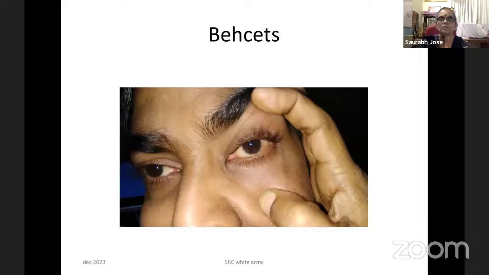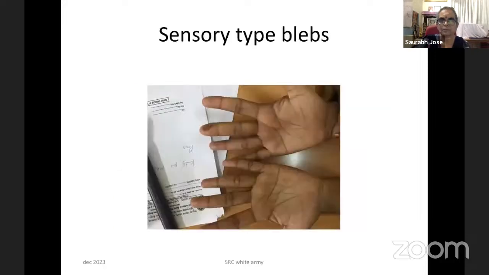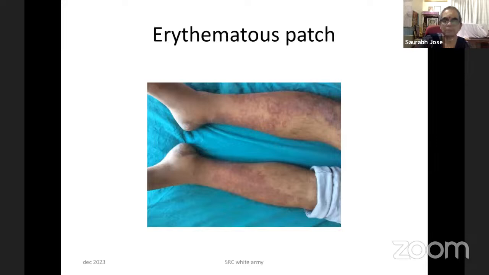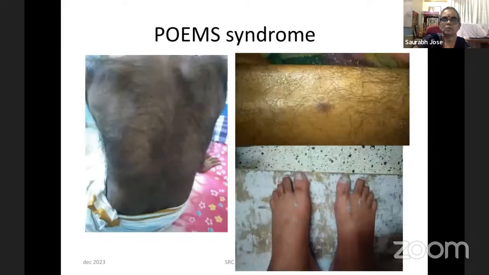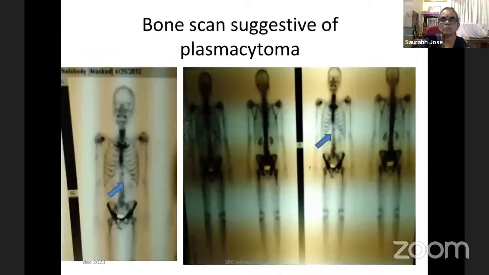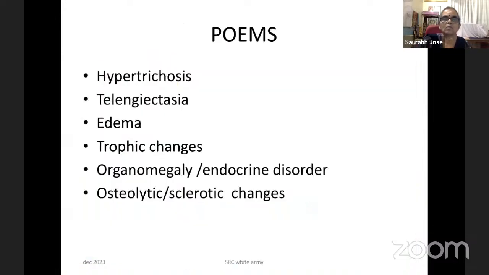So this is Behçet, you find the episcleritis. And this is a bulla, sensory bulla. You find in some kind of vasculitis, these are palpable purpuras. This is POEMS syndrome, excessive hairiness. And you find this kind of skin lesions, edema, and psoriasiform patches. All this, excessive hairiness, this kind of skin lesions, edema, all point to the diagnosis of POEMS syndrome, and you find an osteolytic lesion. So that is what it points to, monoclonal gammopathy.